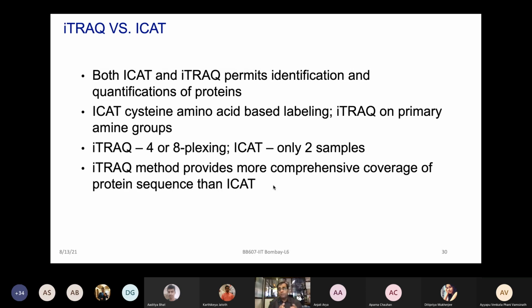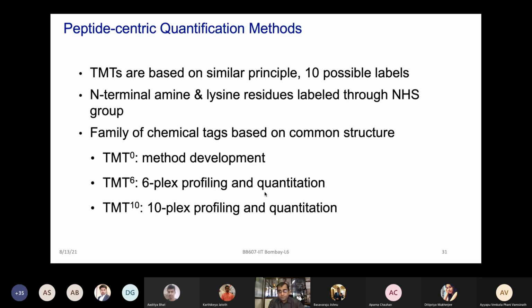Keep also in mind, comparing these different labeling strategies like ICAT and iTRAQ, what type of changes are there? One is based on the amino acid labeling, one is based on the primary amine group labeling. iTRAQ can go to multiplexing of 4 or 8-plex. ICAT can only go for 2 samples. So therefore, many of the things are common, but still there are some advantages of one technique over the other technique.